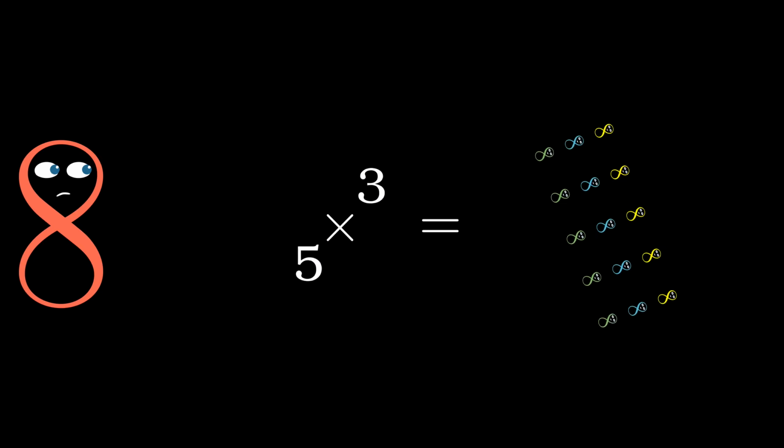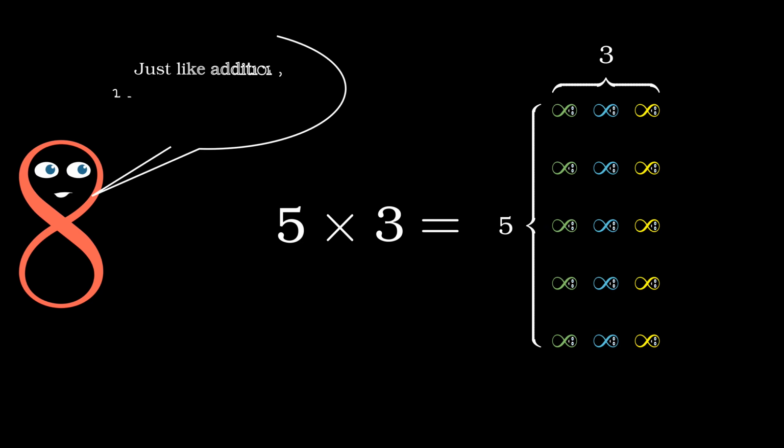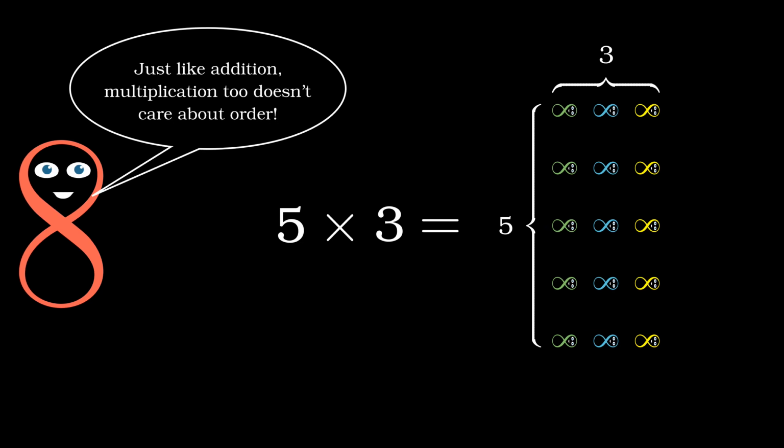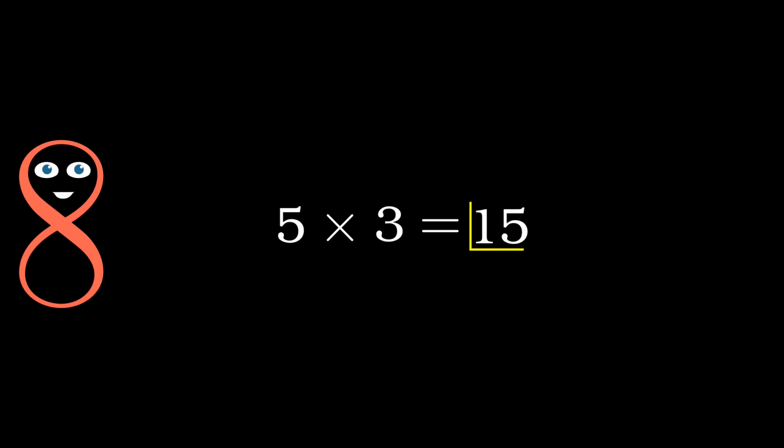But what if we reverse the order of the numbers we multiply? What if we had 5 groups of 3 creatures? In this case, nothing would really change. The appearance of our group might be a bit different, but the total number of creatures remains always the same, 15.